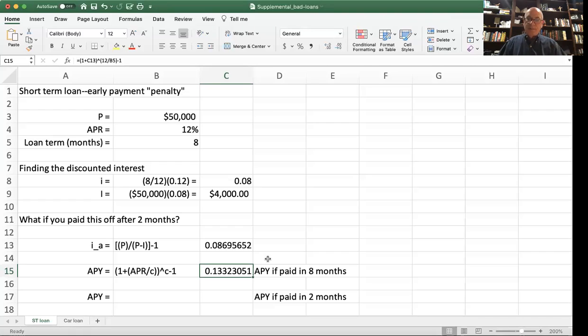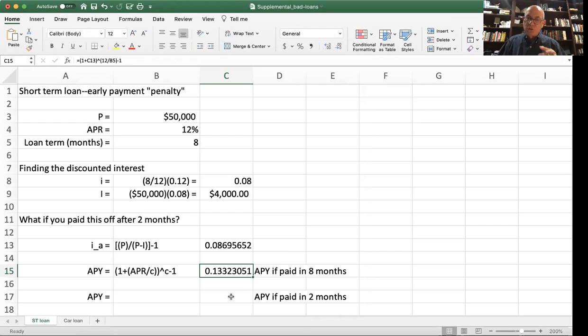Now, here's the big question: what if we paid it in 2 months? What if we pay it off in 2 months? So we borrow the money and we use it and we get some sort of cash inflow. So we have the money to pay it off. And after 2 months, we just pay it off. That sounds like a smart thing to do, right? Turns out it's not as smart as you might think.